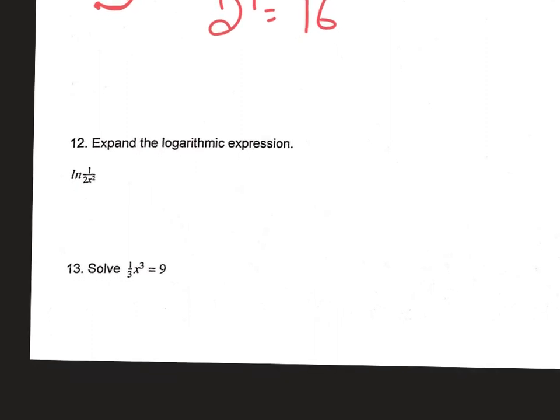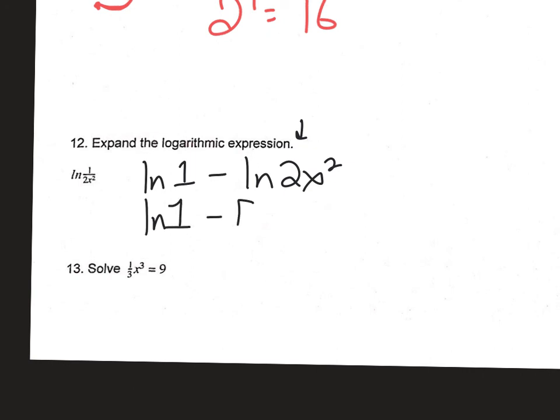All right, number 12. 12 says expand the log. First thing I see in there is division, which means I'm going to do subtraction. So I'm doing natural log of 1 minus the natural log of 2x squared. Sometimes you might be done right there, but this time my second one has a multiplication in it. So I'm going to break it up with addition, but I'm going to put a bracket and keep the minus sign because really the whole thing is on the bottom. So the whole thing really is going to be negative.